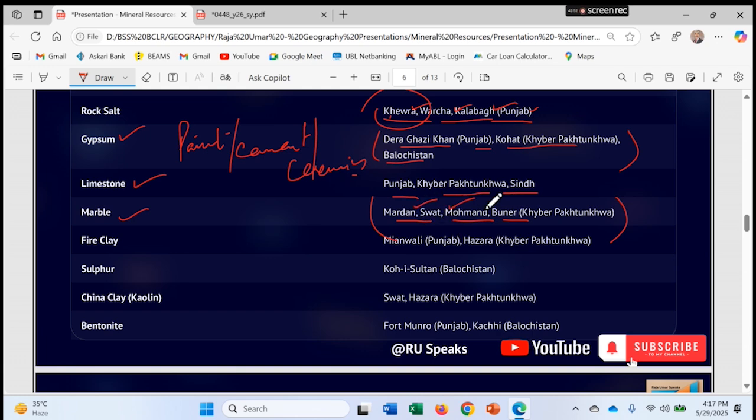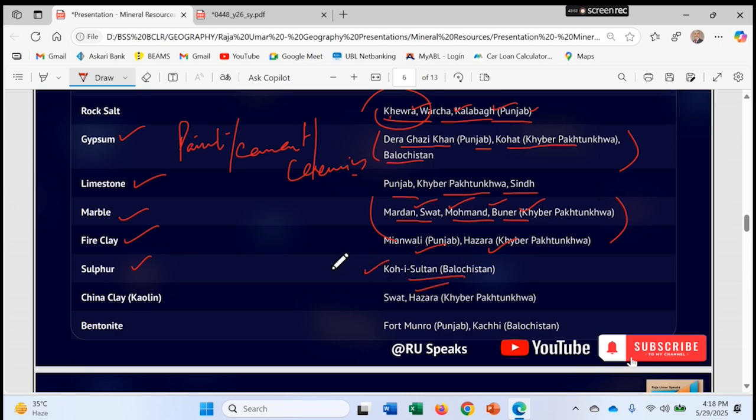Majority of the marble is available in the Khyber Pakhtunkhwa region. As you can see, Mardan, Swat, Malakand, Bonair, and Mohmand agencies, all Khyber Pakhtunkhwa. So we have that map available over there. You can see over there. Then fire clay: Mianwali, Punjab, Hazara division, I mean the Mansehra and Abbottabad regions, they have the fire clay to be used for making certain pottery.